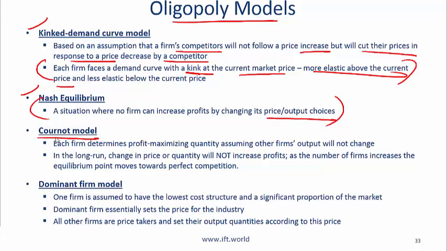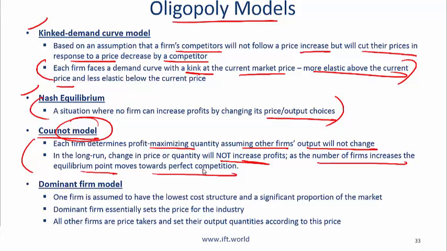The Cournot model is fairly complicated. If you have not fully understood that, I don't think it's a very big deal, but just remember at least these two bullet points. Each firm determines profit maximizing quantity, assuming the other firm's output will not change. In the long run, change in price or quantity will not increase profits. This is one of the assumptions based on which the model is built. And the final point that you need to remember is that as the number of firms increases, the equilibrium point, according to the Cournot model, moves towards perfect competition.